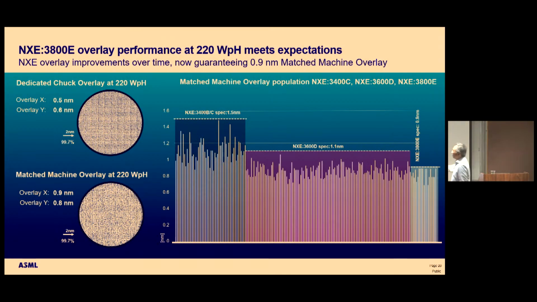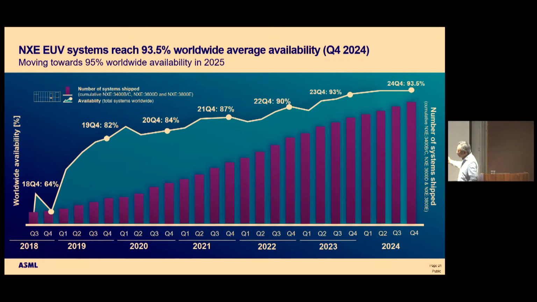That's okay. On two different machines, but of the same type, both 3800. And then we get 0.9 and 0.8. Still very good. Okay, still very good. And you can see that we're below the spec.